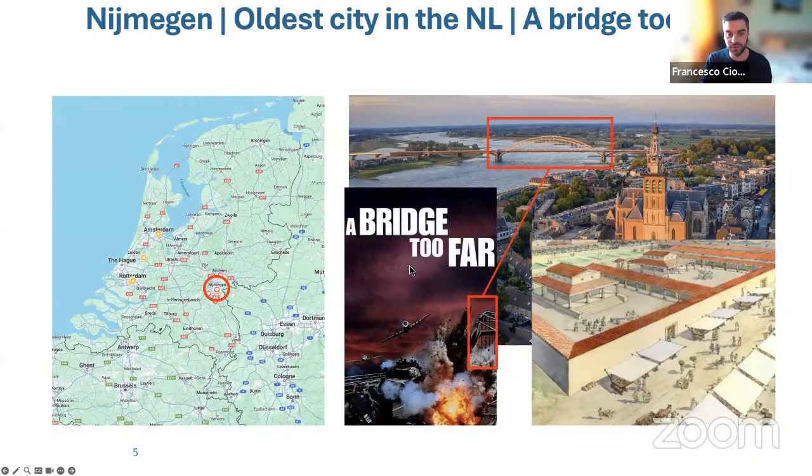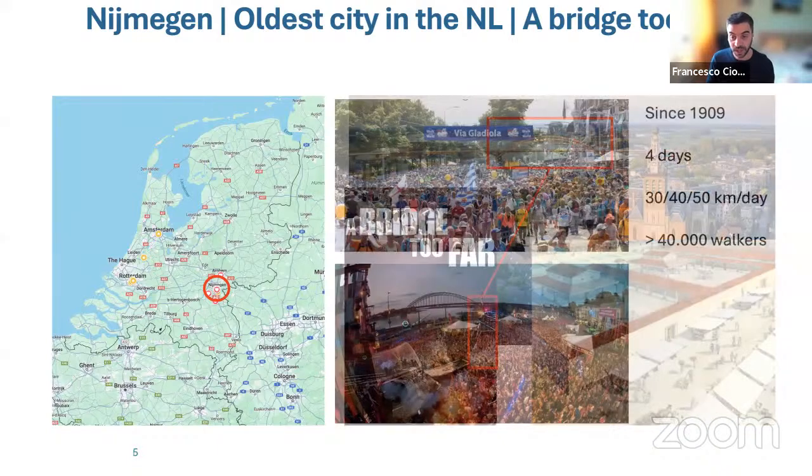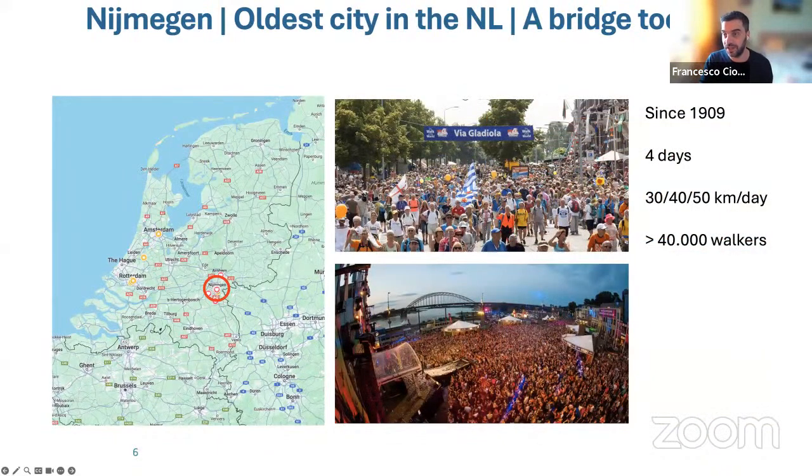And it's also famous, maybe you have watched this movie, A Bridge Too Far. It's famous for some sad events that happened during the Second World War between Nijmegen and Arnhem, which is the next city. And it's also famous for an event that happens every year called the Vierdaagse. So it's 4 days, means 4 days in Dutch, where thousands of people gather together and they walk either 30, 40, or 50 kilometers a day for 4 days.